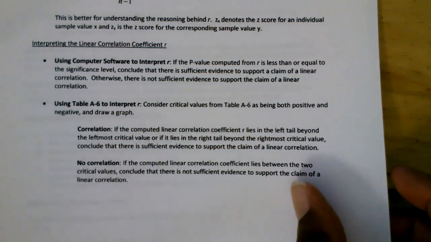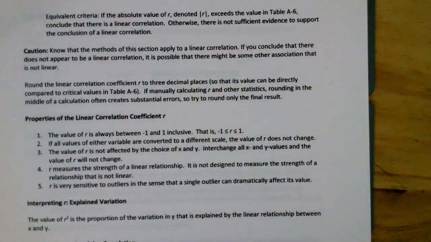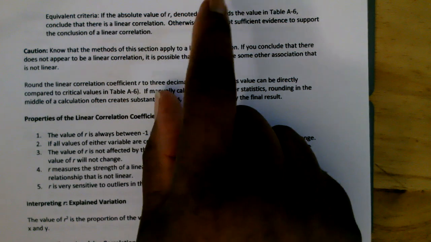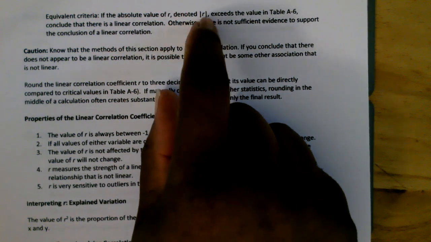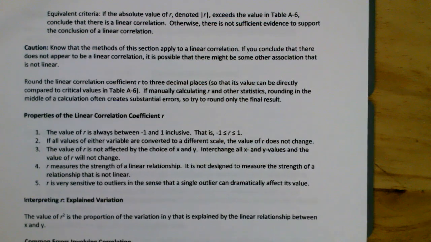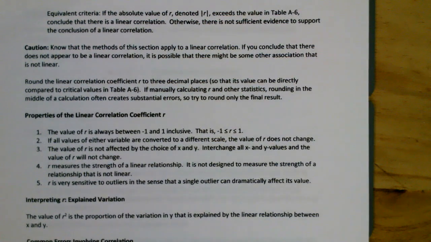Now, on the next page, there is an equivalent criteria. Here they deal with the absolute value of R. If the absolute value of R exceeds the value in table A-6, then we can conclude that there is a linear correlation. Otherwise, there's not sufficient evidence to support the conclusion of a linear correlation.